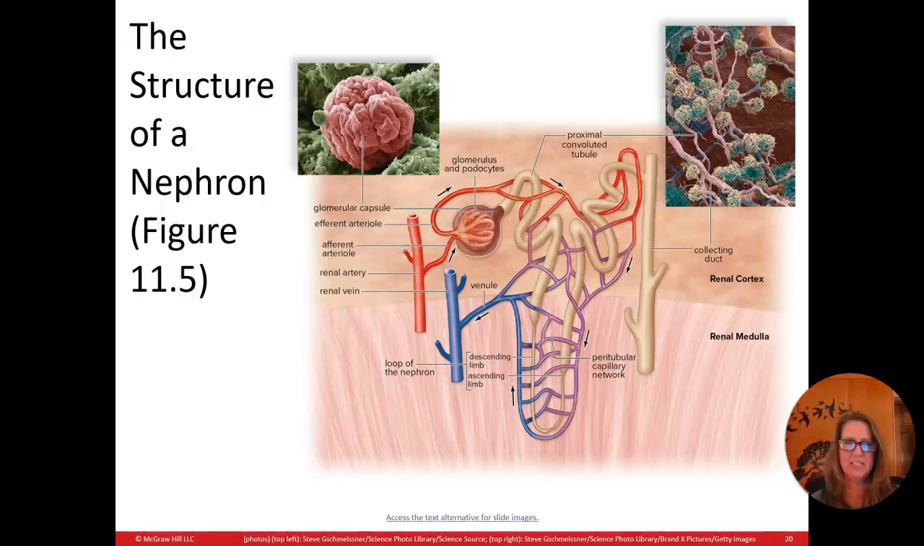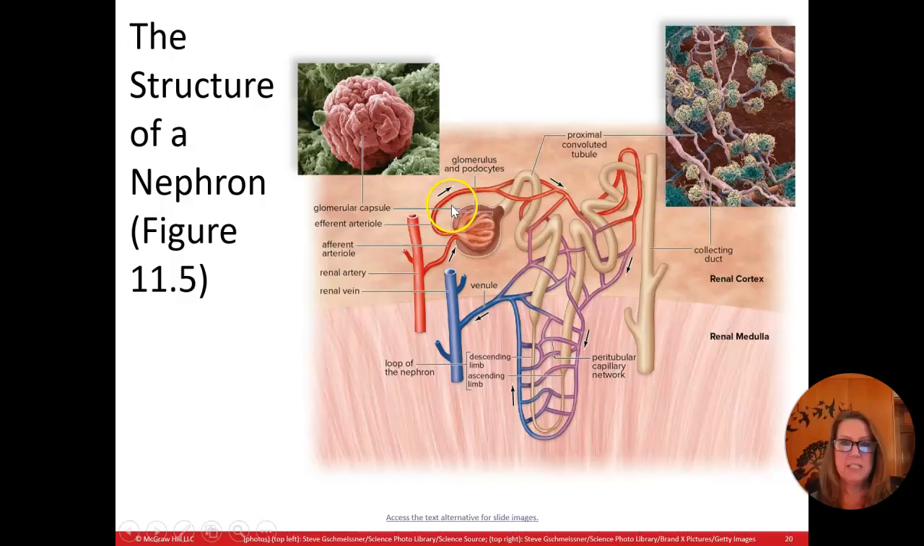Okay, so this is a simplified version of that previous slide. So let's just look again. This is the scanning electron micrograph, in color, or probably stained, of that glomerular capsule. Remember, these are the convoluted back and forth capillaries that are inside of our glomerular capsule. This is where we're going to think about that first amount of filtration occurring.